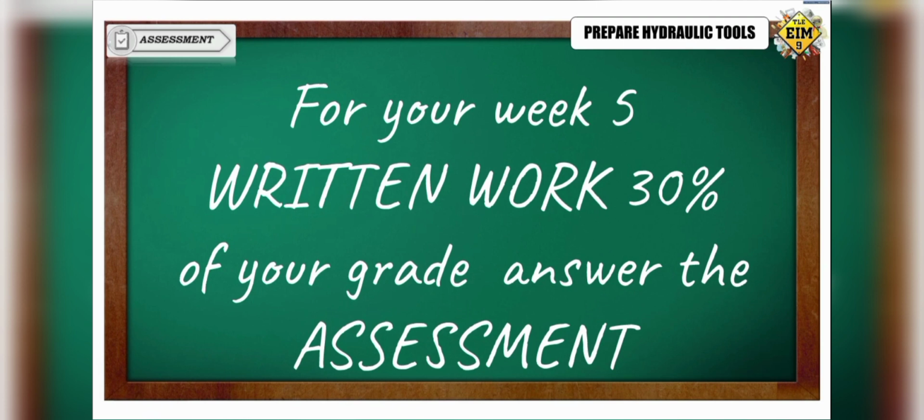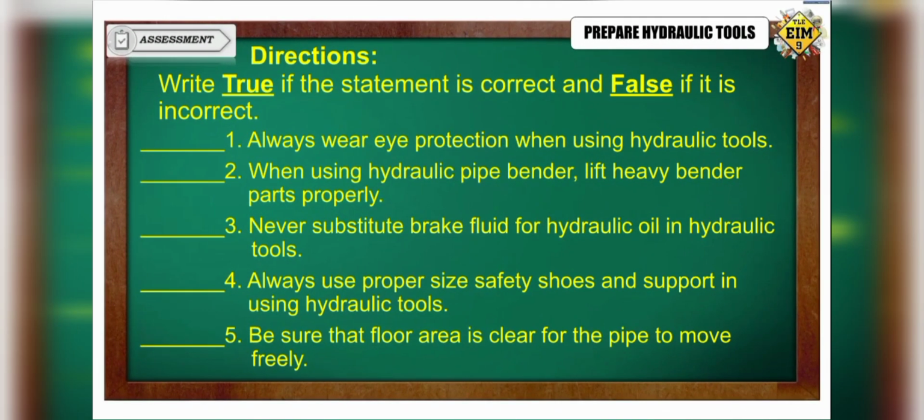For your week 5 written works, 30% of your grade, answer the assessment. This is our activity for written works. We have the true or false. Direction: write true if the statement is correct, and false if it is incorrect. For number 1: Always wear protection when using hydraulic tools. What is your answer, class? Write it on your paper.